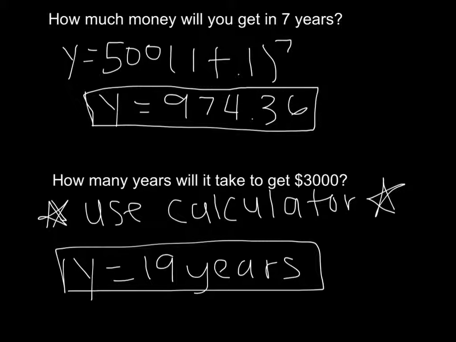And for this one, you use your calculator and you type y equals 500 times 1 plus 0.1 to the x power into the y equals in your calculator, and you do second graph, and then you go down in y until it's over $3,000. And the answer is 19 years.